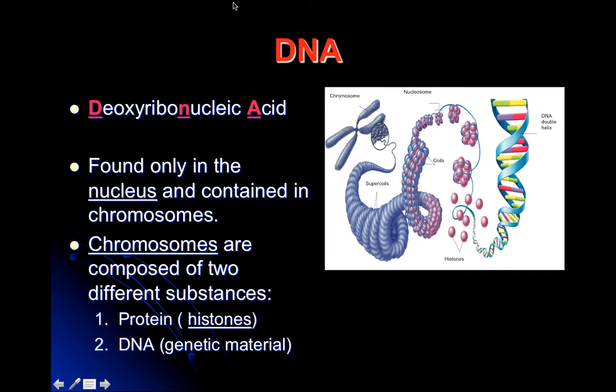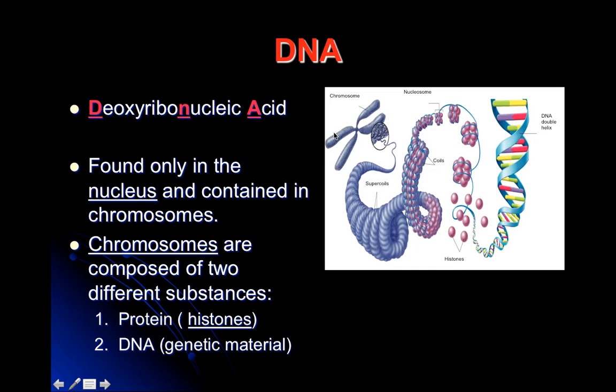DNA stands for deoxyribonucleic acid. So there's a D for deoxyribo, there's the N for nucleic, and then acid at the end. It's found only in the nucleus and contained in chromosomes. Remember from our study of the cell that the nucleus is the brain of the cell, so it makes sense that your information for heredity is contained in the brain of the cell. It's very important information. Chromosomes are composed of two different substances. The first is protein or histones, and DNA, which is your genetic material.